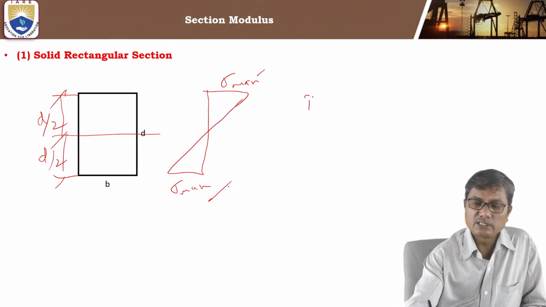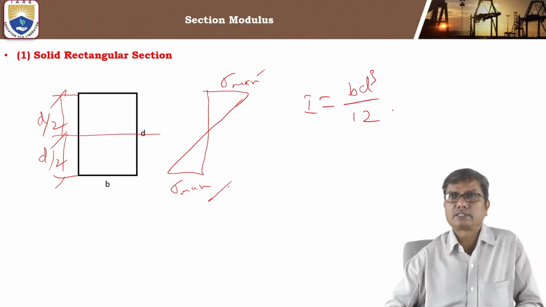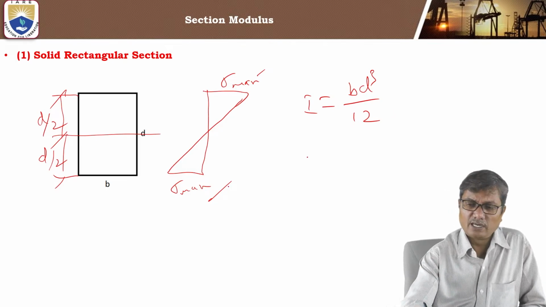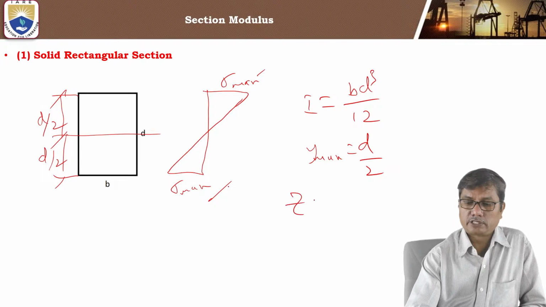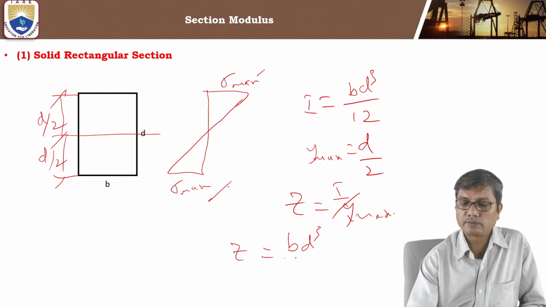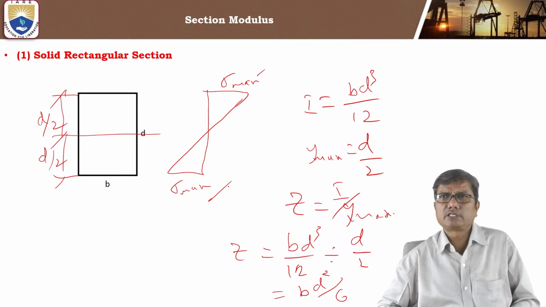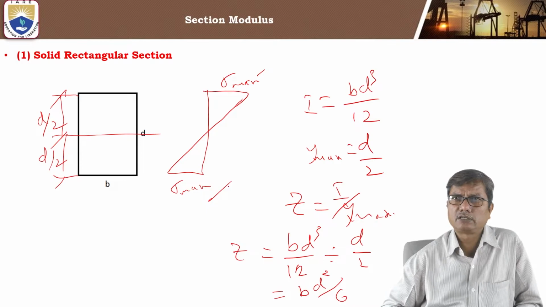The moment of inertia in this case is BD cube by 12 about the centroidal axis, and y maximum is d by 2. So the section modulus will be I by y maximum, that comes out to be BD cube by 12 divided by d by 2. So it is BD square by 6. That will be the section modulus for the solid rectangular section.